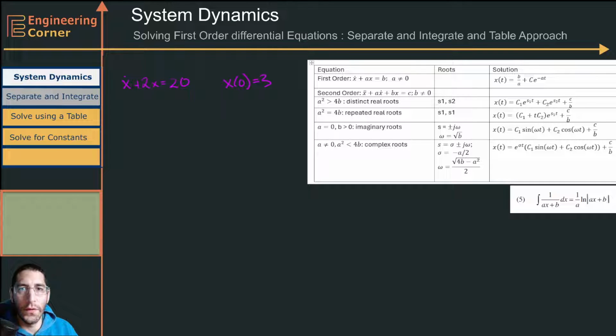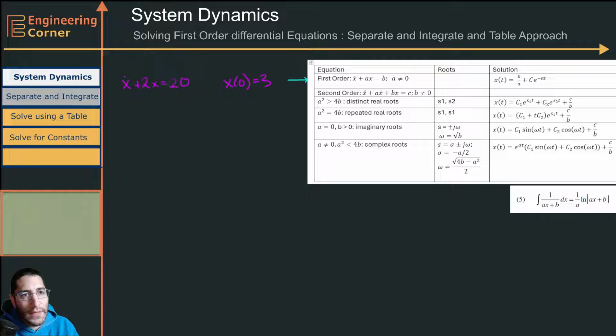In this video, I'm going to show you two ways to solve the differential equation x dot plus 2x is equal to 20. The first way is going to be separate and integrate, a similar approach that you would probably find in a differential equation class. The second approach is going to be using this table that you see right here. We're going to focus on this first order entry in the table. So let's get started with separating and integrating.